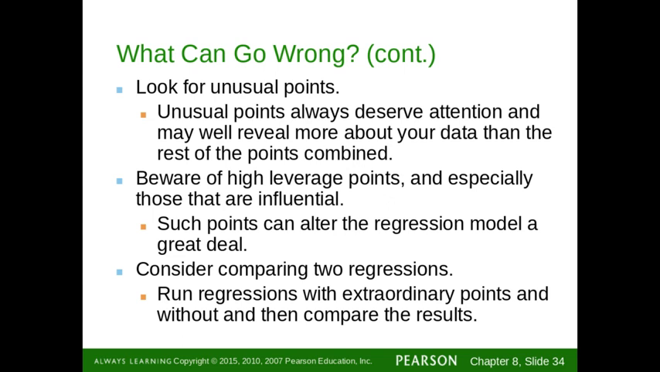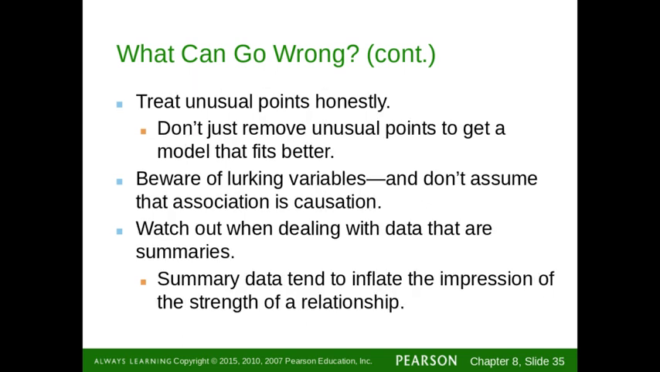Beware of high leverage points, especially those that are influential. Such points can alter the regression model a great deal. And consider comparing two regressions. Run regressions with extraordinary points and without, and then compare the results. Treat unusual points honestly. Don't just remove the unusual points to prove something. Okay. Beware of lurking variables. Don't assume causation from association. So even if we follow all these extra rules, even if you have a good fit, it doesn't mean that there's a cause. Right? TVs don't cause people to live longer.